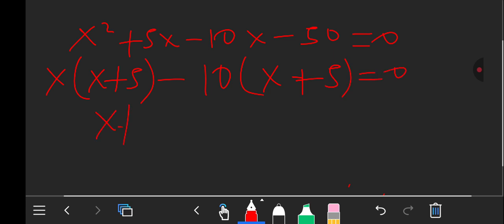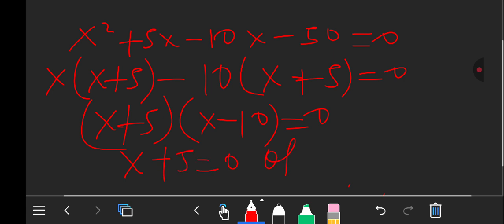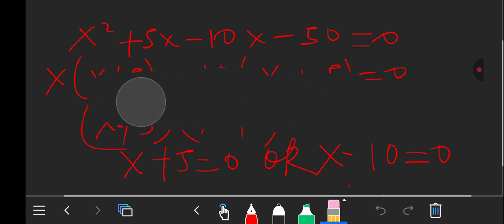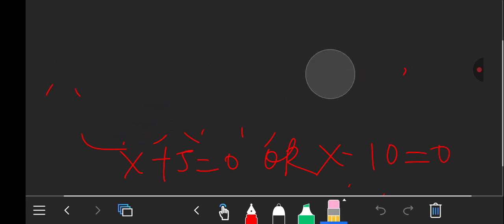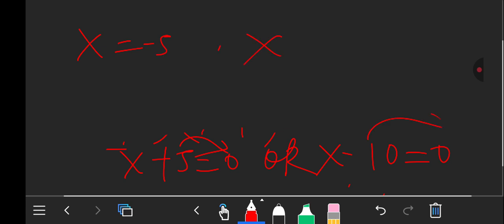So what we have is x plus 5 and x minus 10 is equal to 0. So x plus 5 is equal to 0, or x minus 10 is equal to 0. When 5 goes to this side, x is equal to negative 5. And the other solution, 10 goes to this side, x will be equal to positive 10.